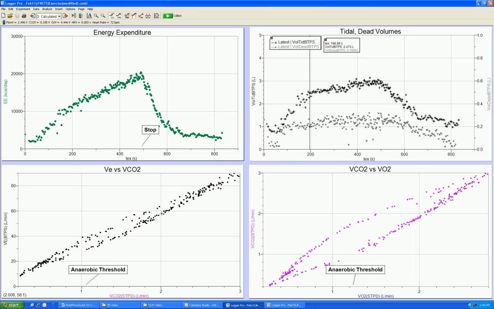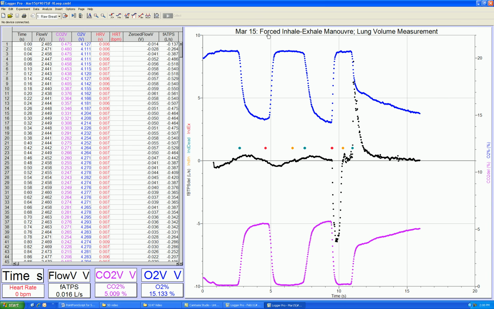The other two bottom graphs, VE versus VCO2 and VCO2 versus VO2, are just different graphs that allow you to see anaerobic threshold. There should be a kink in the slope of the graph, and from the two slopes and the kink, you can obtain the anaerobic threshold. The fourth page I'll show you with a different experiment. This is a forced inhale-exhale maneuver, and is useful for studying lung volumes.